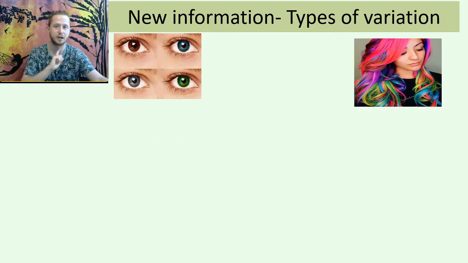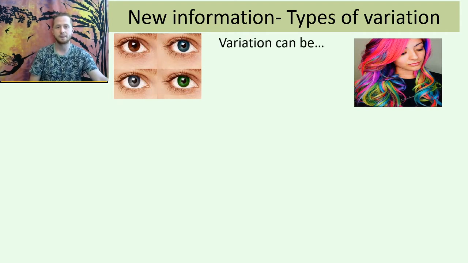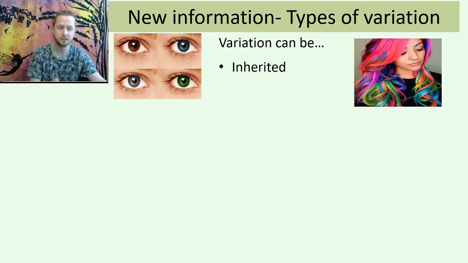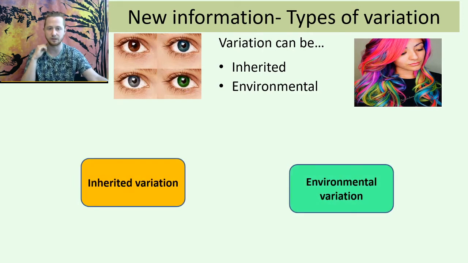There's so many different wonderful variations that we have in front of us, and I'd like to look at those two types now. This is new information, so you might want to write this down, but variation can be one of two things, either inherited or environmental. Now let's look at what those words mean. So you might want to write down these terms, inherited or environmental. I think you should pause the video now and see if you can tell me what you think the differences are between them.